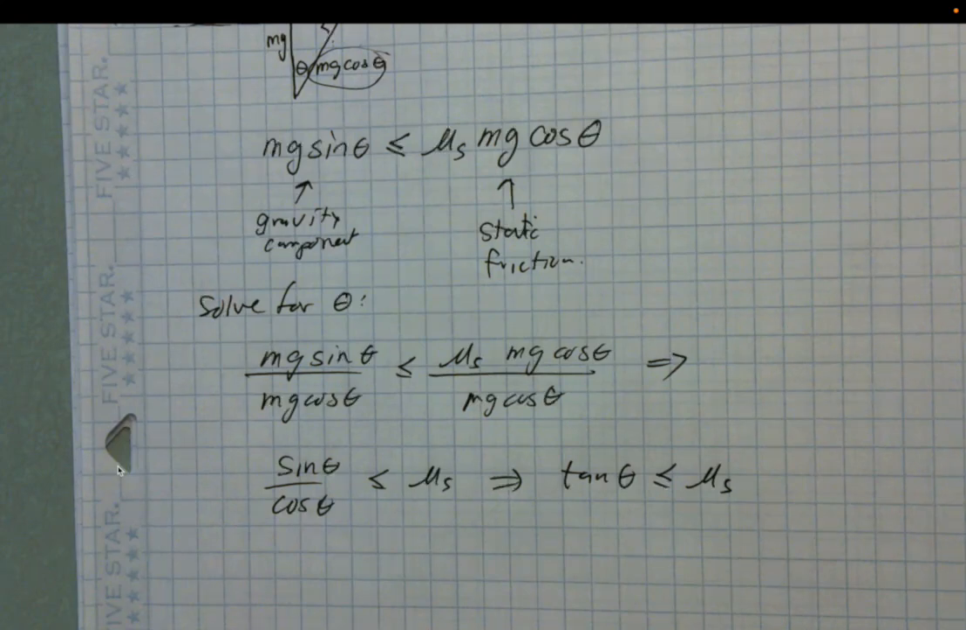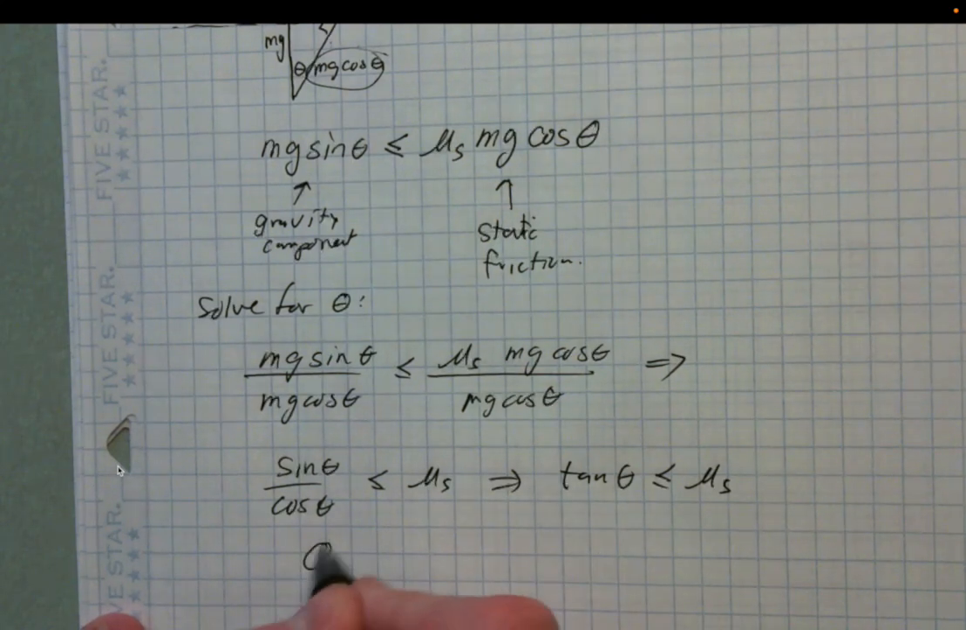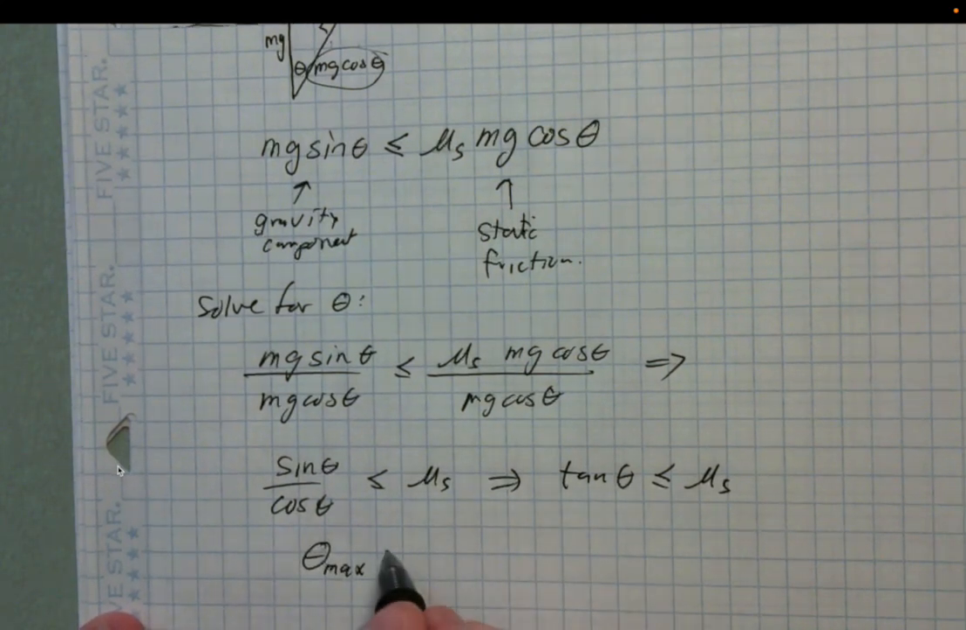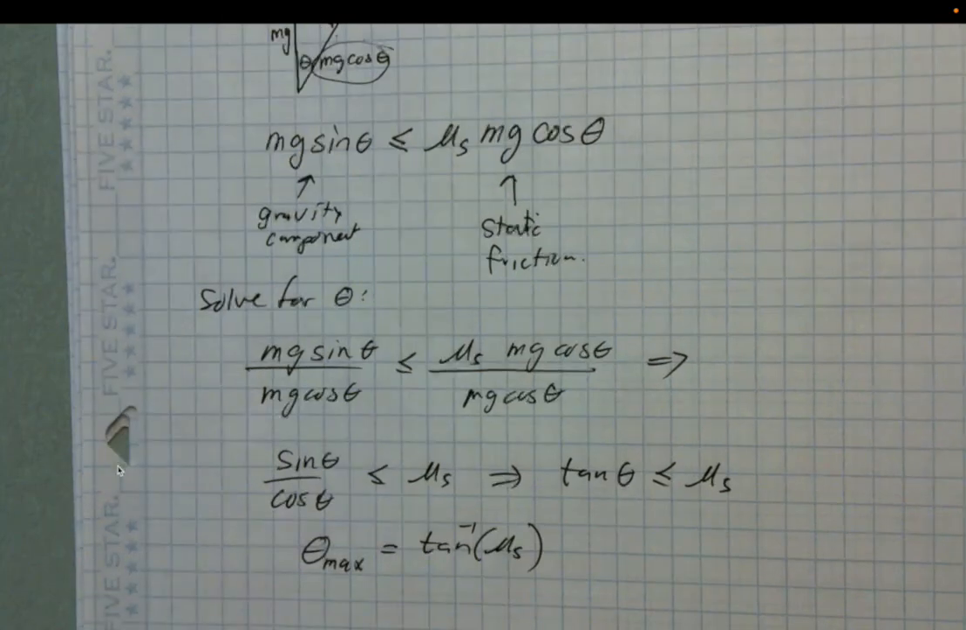If you know something about tangent, you'll know that the maximum theta is going to be the inverse tangent of the static friction coefficient. So if I take the inverse tangent of that, that's going to tell me the maximum theta that will be possible before sliding occurs. As soon as we go above this theta, whatever it happens to be, sliding will begin.